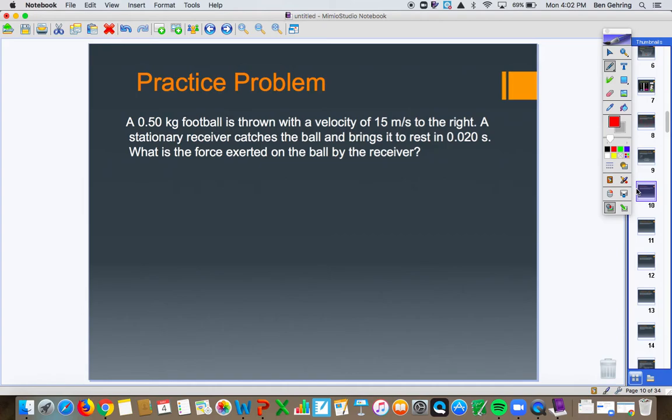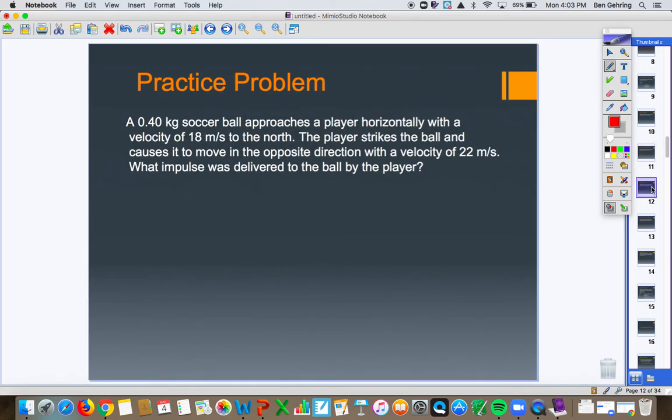Alright, here is a practice question for you to try. A 0.5 kilogram football is thrown with a velocity of 15 meters per second to the right. A stationary receiver catches the ball and brings it to rest in 0.020 seconds. What is the force exerted on the ball by the receiver? Pause this, try that question. I'll give you the answers on the next slide. So your answer should be 375 newtons to the left because the ball was going to the right and we're stopping it.